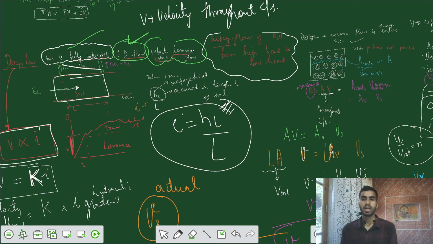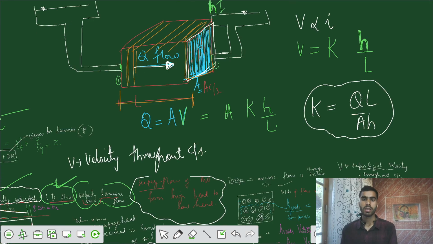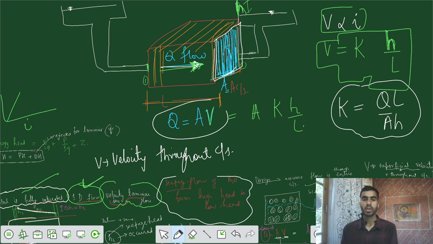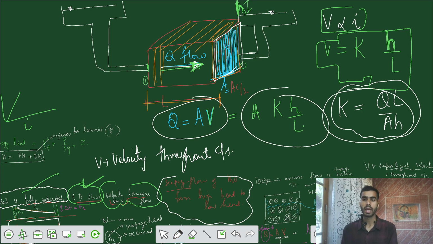Then if I take a cross section of the soil mass, we can have some flow of water under some head difference of H. So the Darcy equation gives V equals K times head loss divided by length L. And if I use continuity, Q equals AV, equating the two, we can get the value of K.